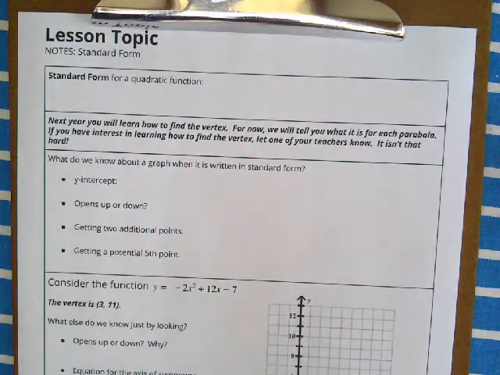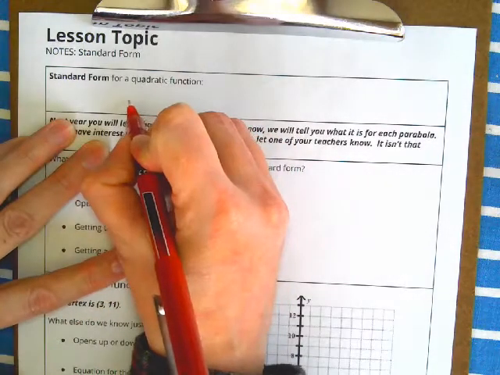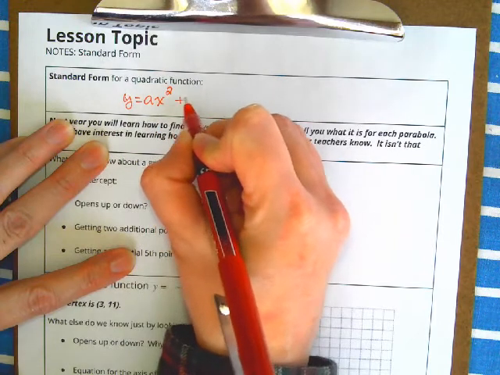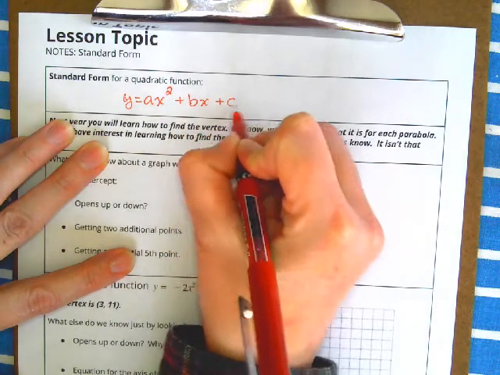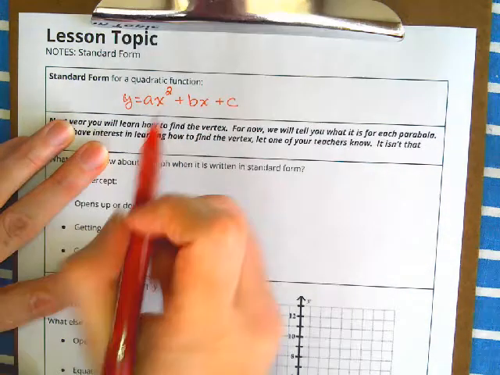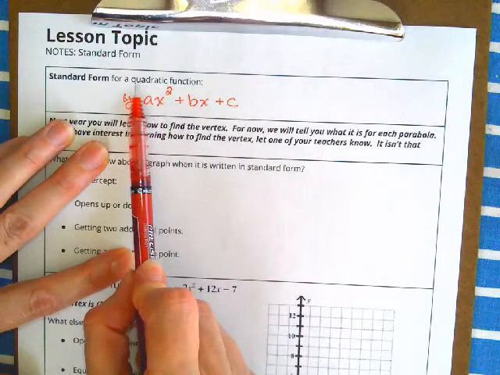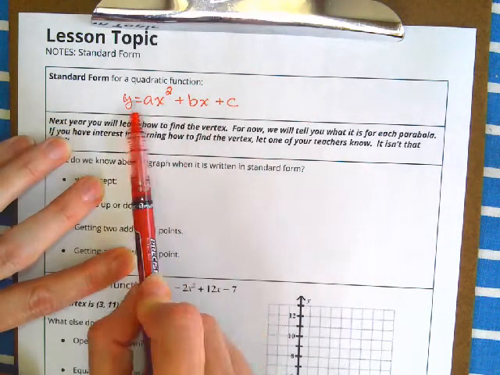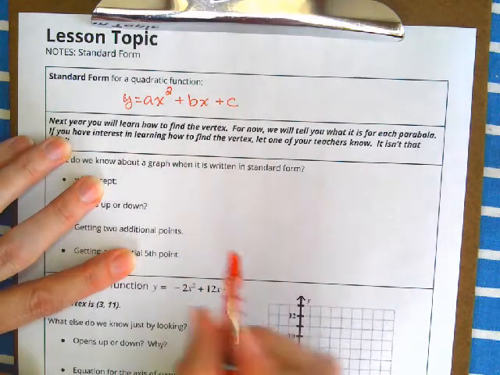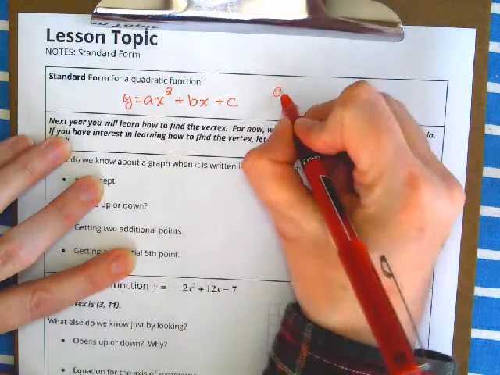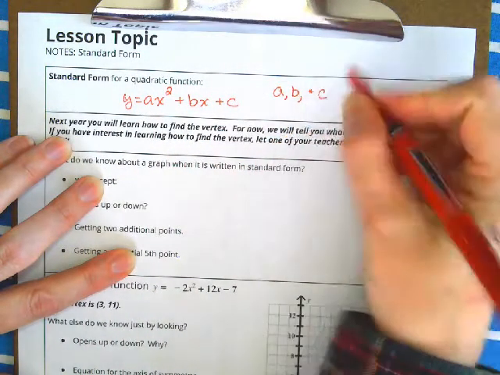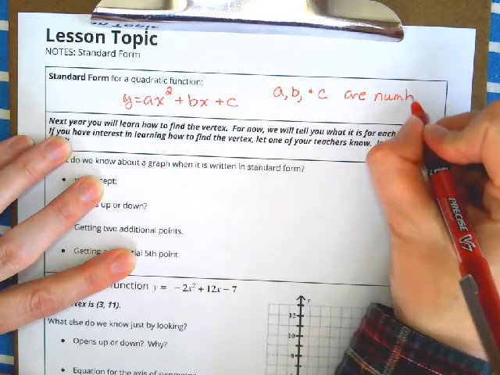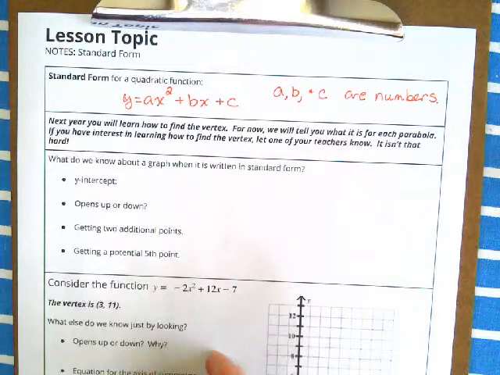So standard form for a quadratic function looks like this. This should not be shocking to you because we talked about standard form back in Unit 7. So that's what standard form looks like. It's a quadratic, again, because quad in Latin means square. So this is a quadratic function. In this quadratic function, a, b, and c are just numbers.